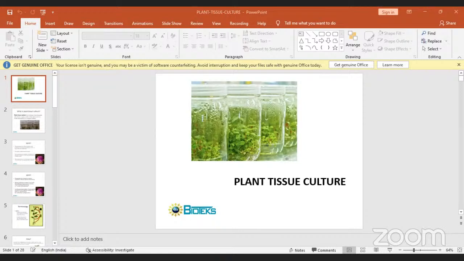So the page number in your textbook for Anther culture is page number 276 to 278. Okay. Yes, got it? 276. Yes, got it. Yes.